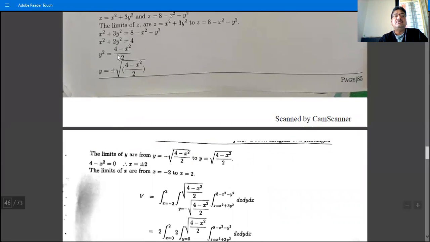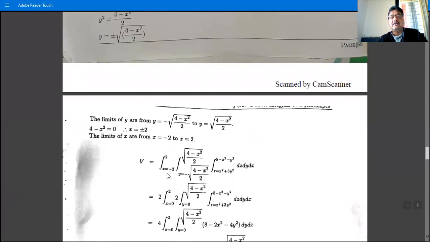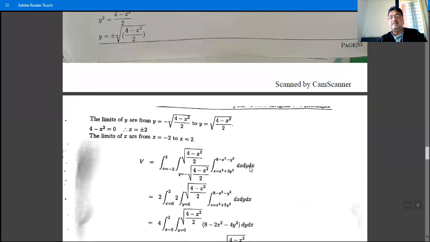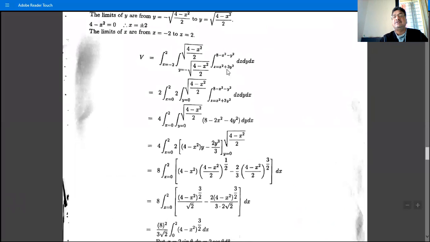And then substitute in this equation y at 0. We have 4 minus x square is 0, and therefore x is plus minus 2, and therefore the limit of x is minus 2 to plus 2. So write the limit value as minus 2 to 2, then limit of y, and then limit of z, dz, dy, dx. This is the sequence, because the limit of z is in terms of two variables, the limit of y is in one variable, and the limit of x is constant, so we integrate lastly with respect to x.